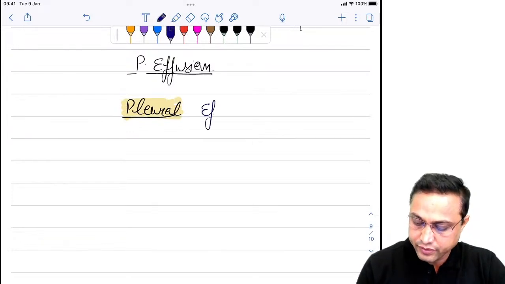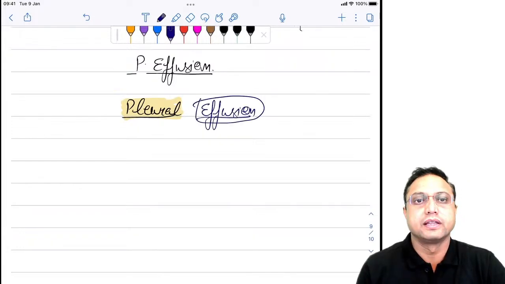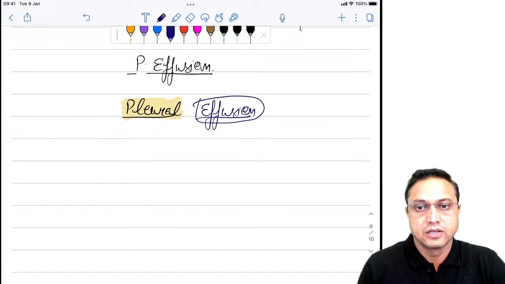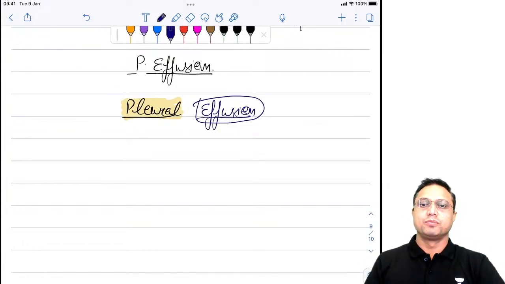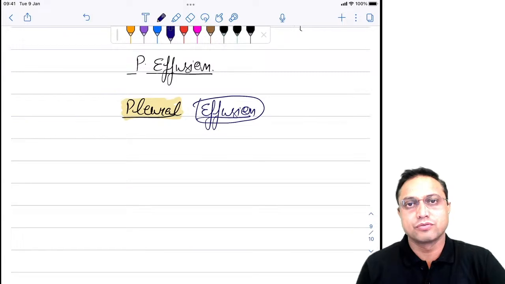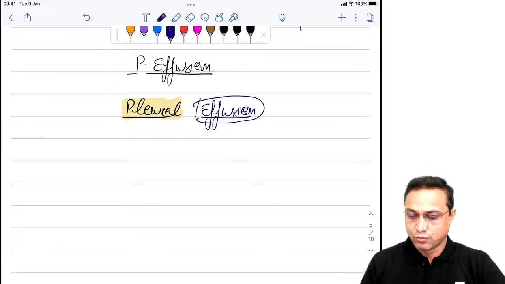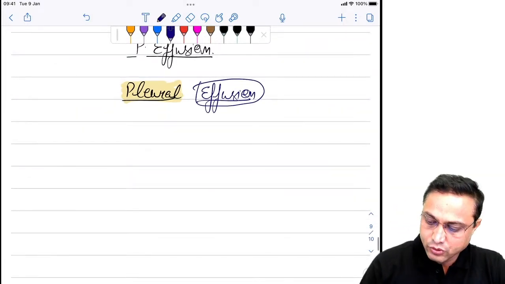Effusion, what is it, beta? Collection of the fluid in the cavity. Collection of fluid in the cavity. Yes, P at the rate P, it is going to be PE. PE, beta, what is pulmonary embolism? This we have discussed already. So, pleural effusion. Now, what is pleural effusion?